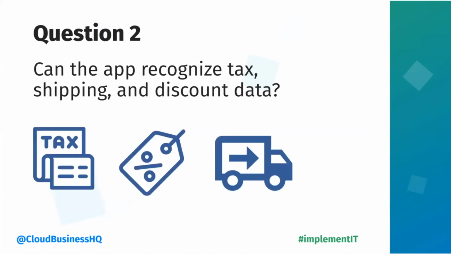Yeah, that's right. We proceed to question 2. Can the app recognize detailed information like product and customer names, tax, shipping, and discount data, which is relevant for you? If you or your clients track income and expenses by different categories, and their profit and loss report is quite detailed, or they need inventory management, you have to make sure the app you're looking at transfers over item and customer information.